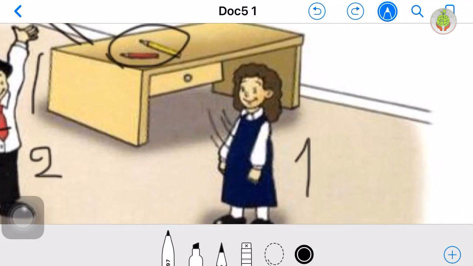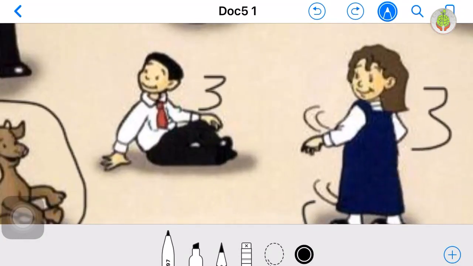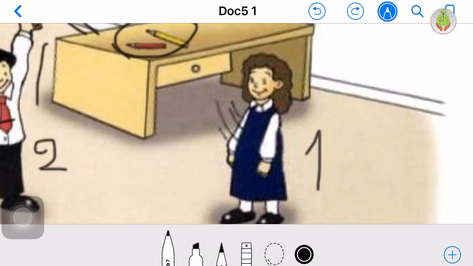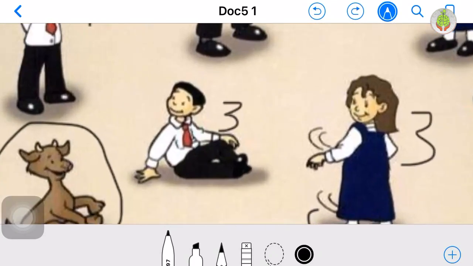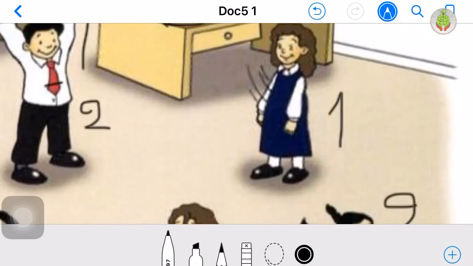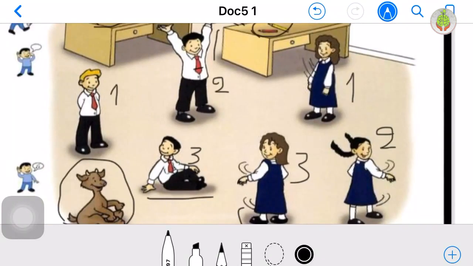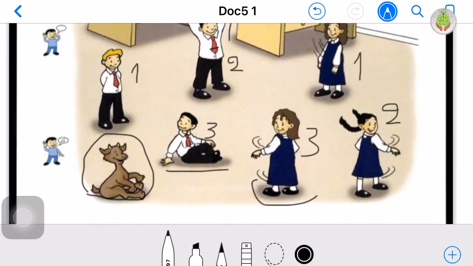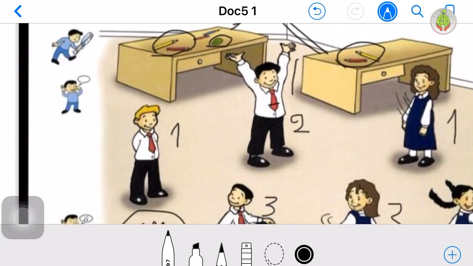Stand up. Sit down. Stand up. قف. Stand up. Sit down. اجلس. Stand up. Sit down. Hands up. Hands down.